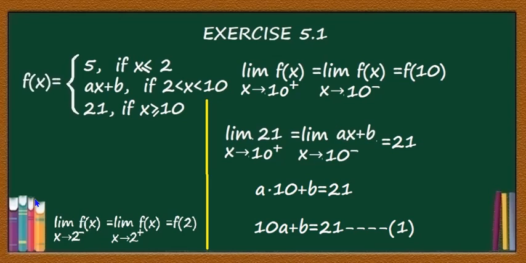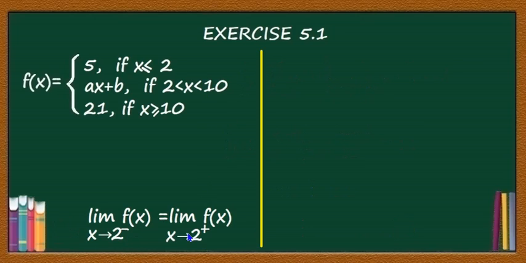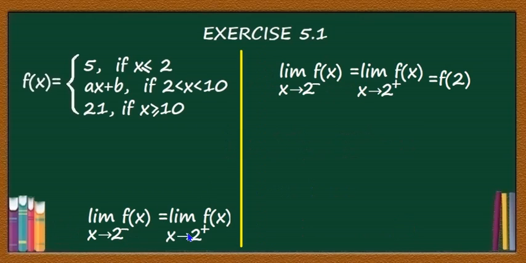Similarly, let us use this result: limit x tending to 2 minus f of x is equal to limit x tending to 2 plus f of x equal to f of 2. We will have this result. And when it is 2 minus, when it is less than 2, how is the function defined? 5.